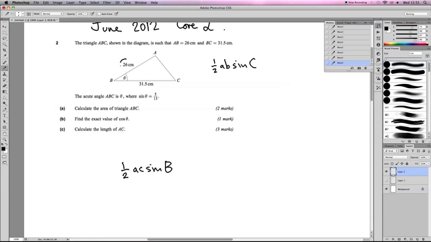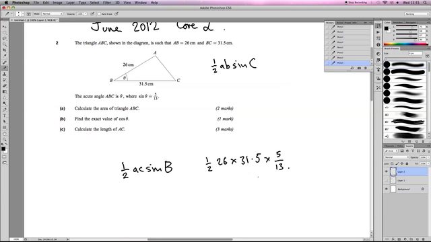Alright, we're just going to substitute that number and that number into the equation. So we're going to do a half, 26 times 31.5, and we're going to times that by sine B. This is the weird thing though, they tell us sine B is this thing here. So sine B is 5 over 13. And we're just going to shove that all into the calculator now.